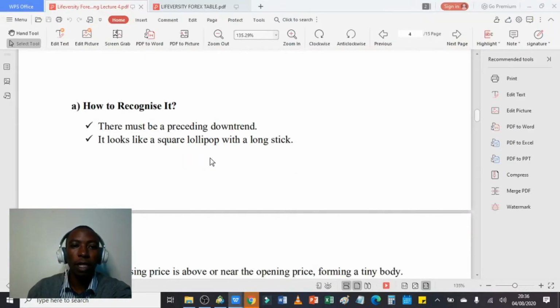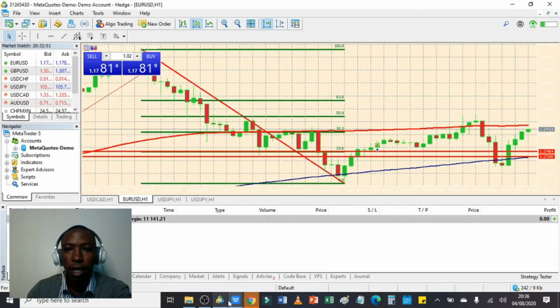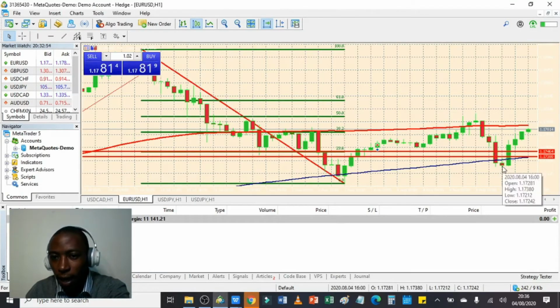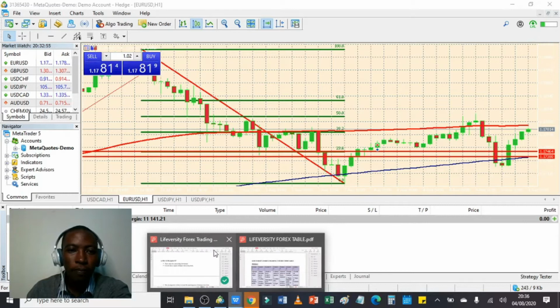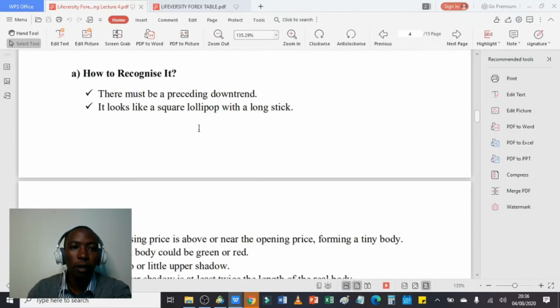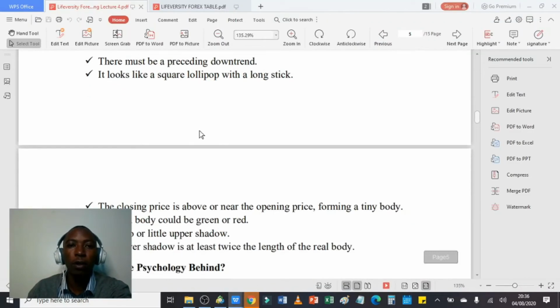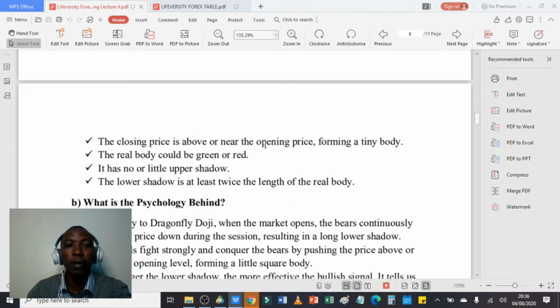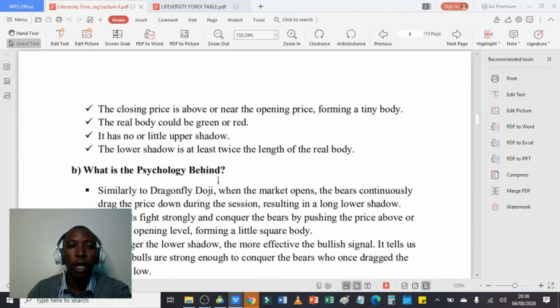There must be a preceding downtrend. As you can see, there was a downtrend over here, and then a hammer formed. Let's go on. It looks like a square lollipop with a long stick. The closing price is above or near the opening price, forming a tiny body. The real body could be green or red. It has no or little upper shadow. The lower shadow is at least twice the length of the real body.